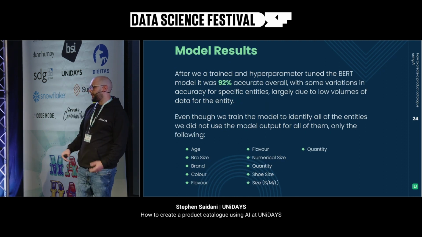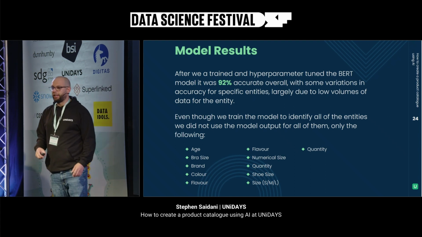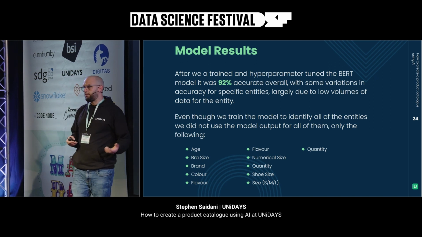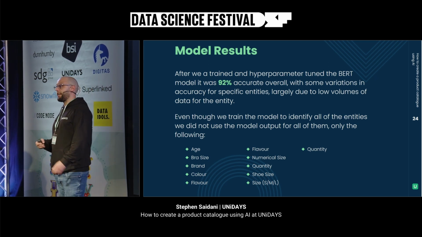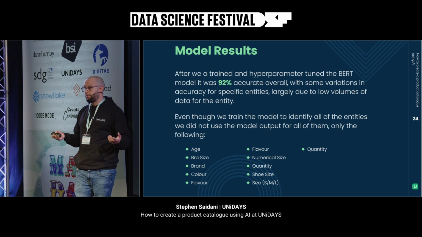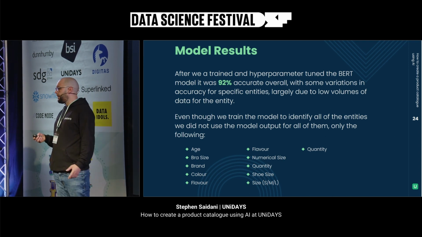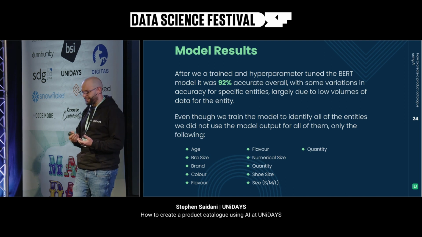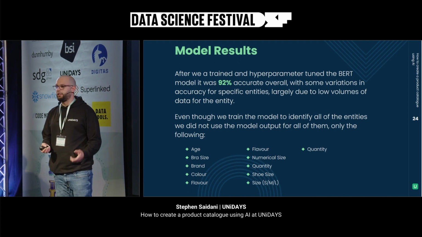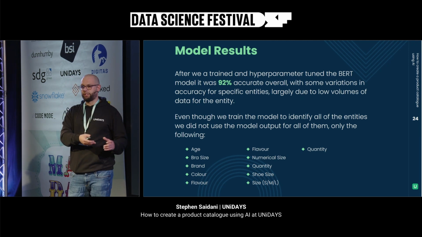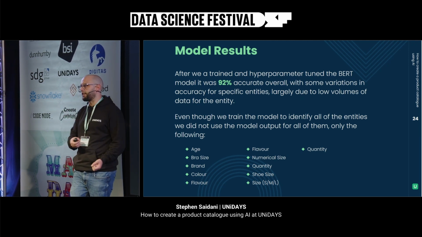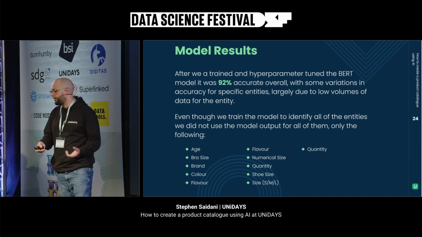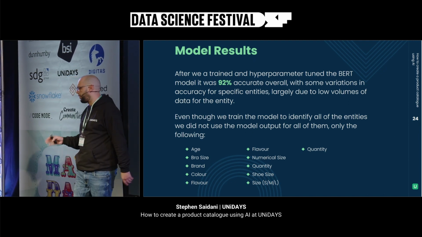After we'd trained this and done all the hyperparameter tuning, our model turned out to be 92% accurate overall. So it turned out to be really good for predicting the entities contained within our product strings, with some variation in each individual entity. That was mainly due to the fact that we had such small sets of data specific to each entity. There wasn't a lot of information about bra size and I think a couple of others I can't remember.